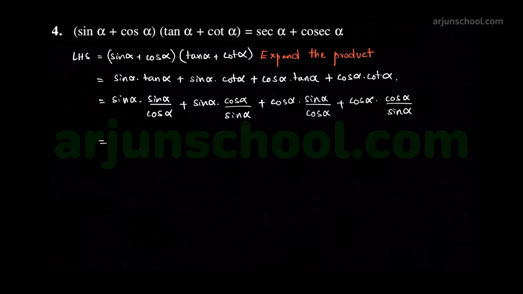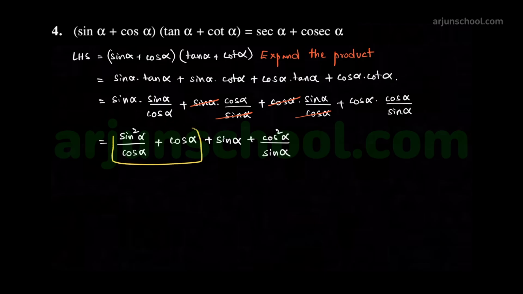That is equal to sin alpha into sin alpha is sin square alpha by cos alpha, plus we can cancel sin alpha from numerator and denominator and we are left with cos alpha, plus cos alpha can be cancelled from both numerator and denominator and we are left with sin alpha, plus cos alpha times cos alpha is cos square alpha divided by sin alpha.